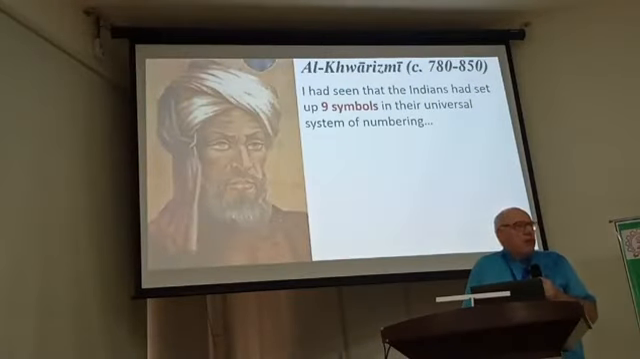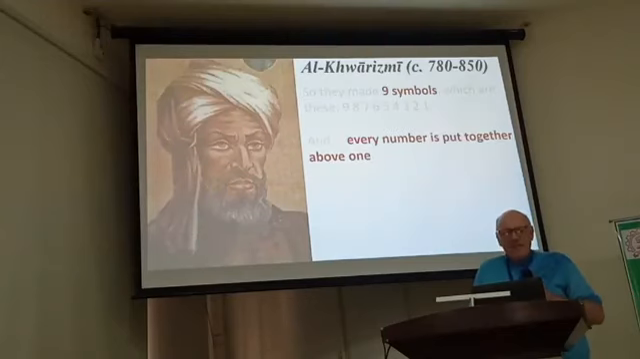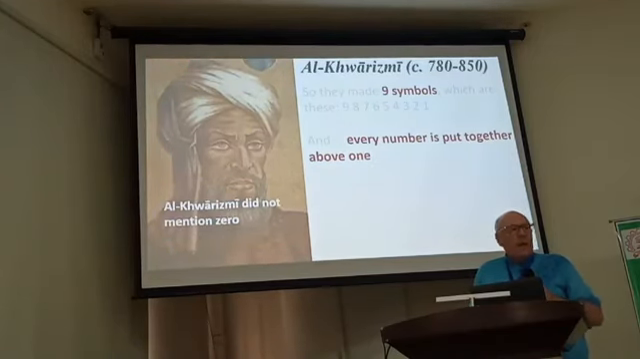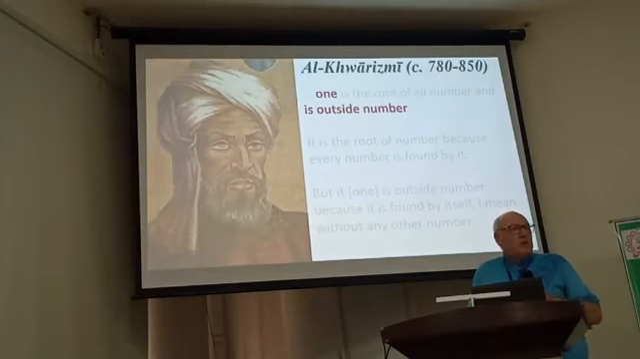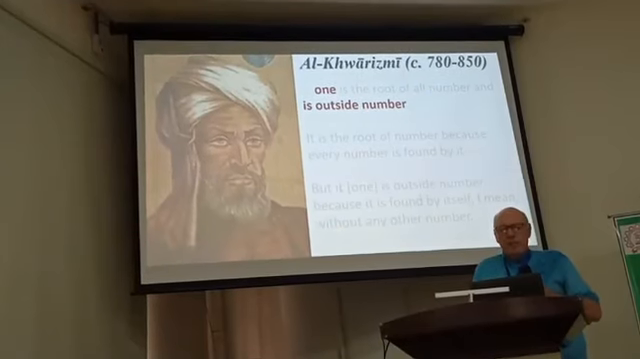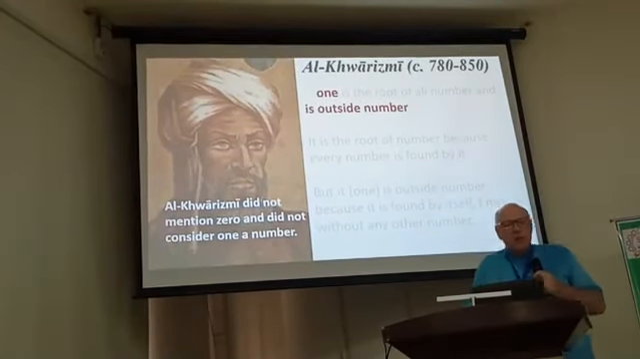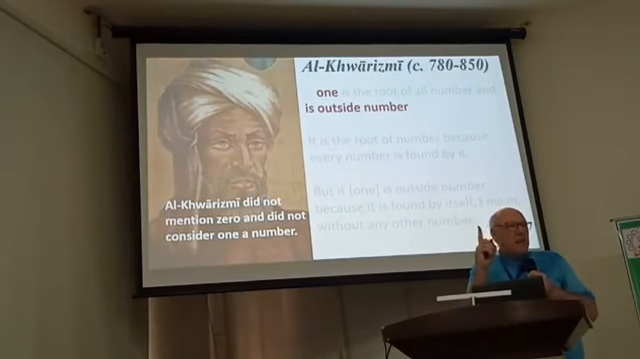So let's have a look at Al-Khwarizmi. "I had seen that the Indians had set up 9 symbols in their universal system of numbering. 9? And so they made 9 symbols, which are these: 9, 8, 7, 6, 5, 4, 3, 2, 1, and every number is put together above 1." So Al-Khwarizmi did not mention 0, and this is in his book on Hindu mathematics. He was the gatekeeper of what went through the Arabic world. He was the head of the House of Wisdom in Baghdad. "1 is the root of all number, and it is outside number." So Al-Khwarizmi didn't mention 0, and he didn't even accept 1 as a number.